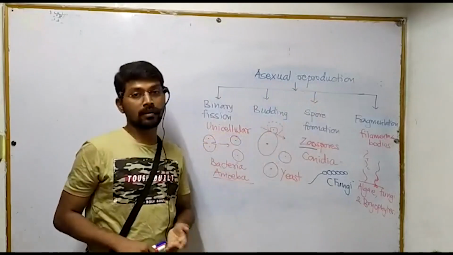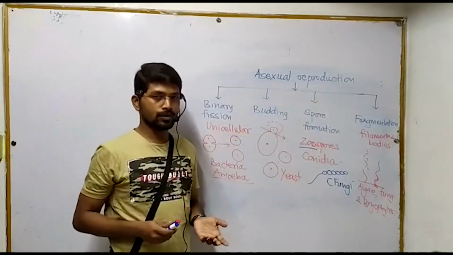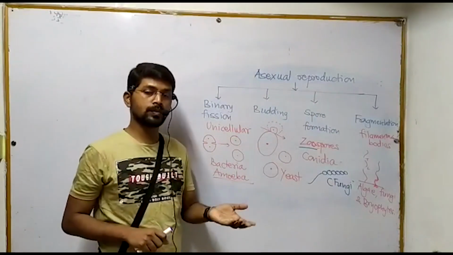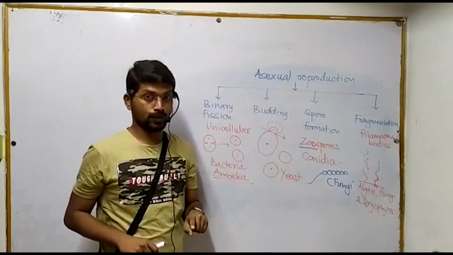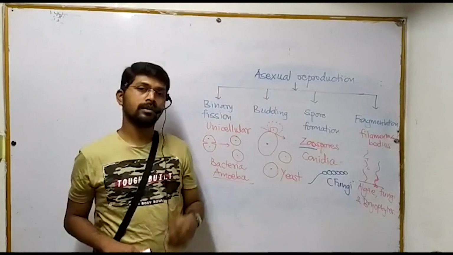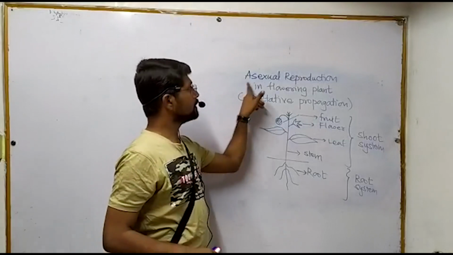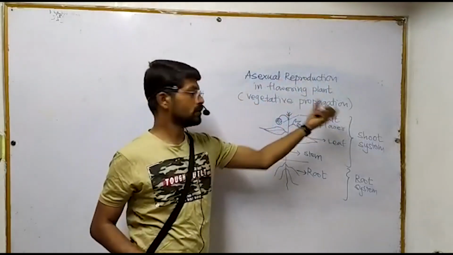But in the case of higher organisms, as far as we are talking about plants, like flowering plants, phanerogams, gymnosperms and angiosperms, asexual reproduction is evident there also. But that kind of asexual reproduction is quite different, and we are going to discuss it in detail. Come on guys, let us discuss asexual reproduction in flowering plants, which is also called vegetative propagation.